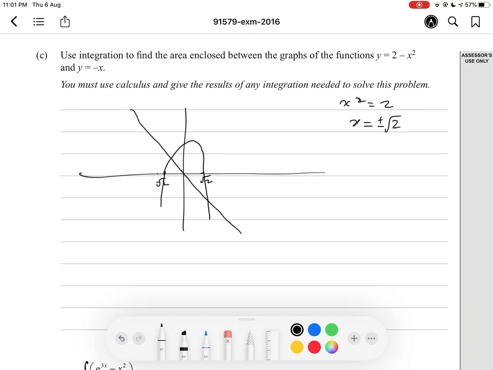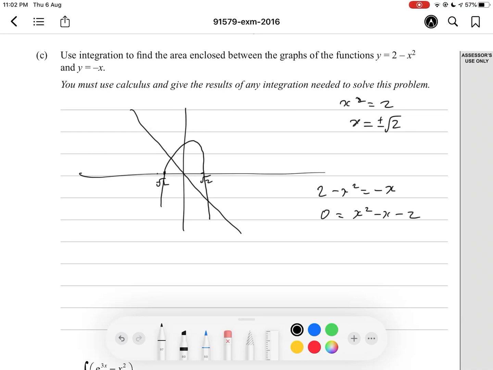Alright, so that's our graph. We can see that our parabola is on top of the linear graph, and we're going to find the 2 points of intersection. So we're going to say that 2 minus x squared equals negative x. Therefore 0 equals x squared minus x minus 2.